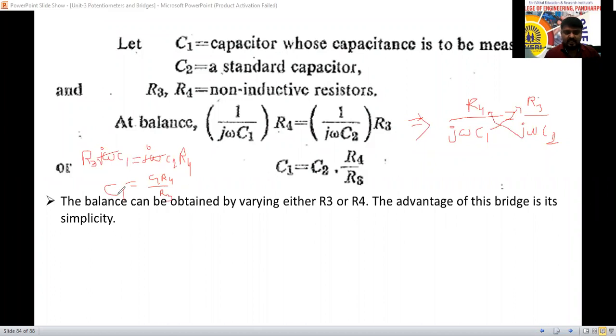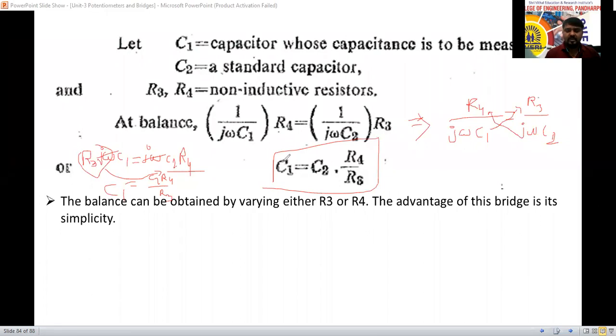C1 as it is on the LHS side, and this R3 I will send to the RHS side, it will become the denominator now. C2 R4 divided by R3. So the same formula they have written here: C1 equal to C2 R4 divided by R3. Yes?